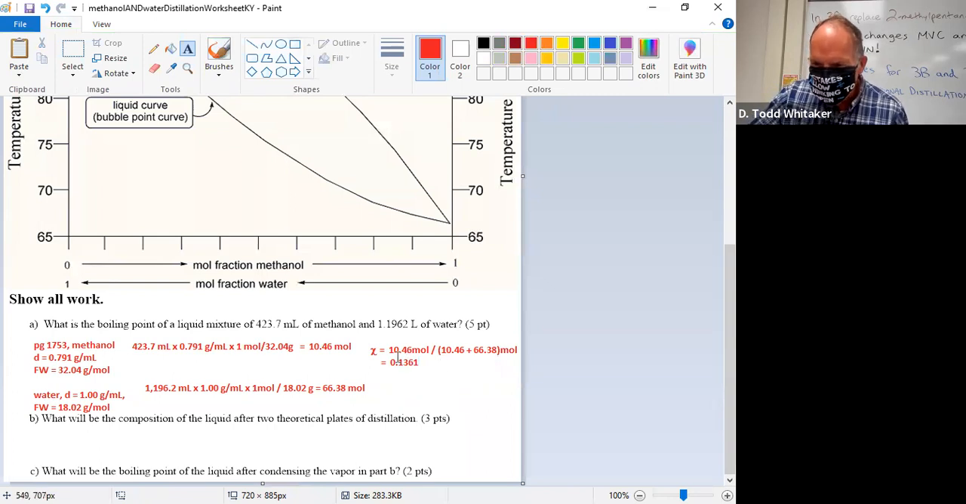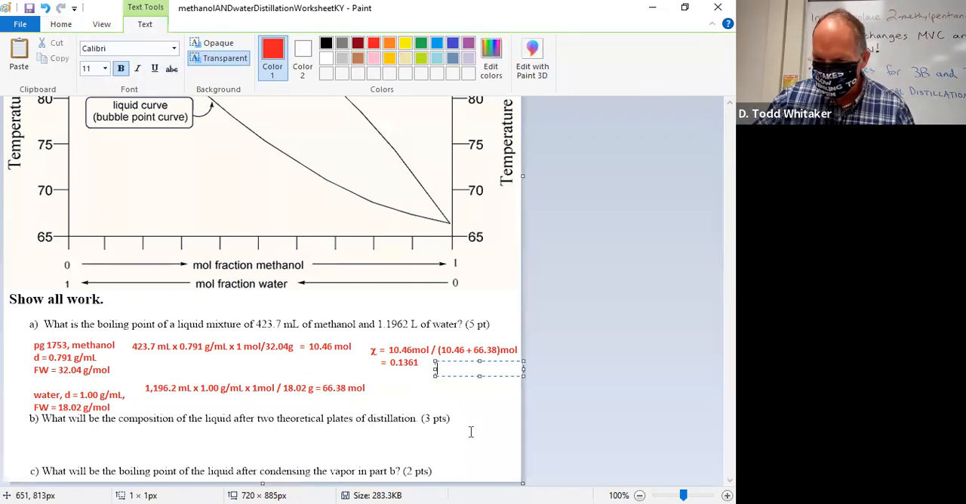And that's for methanol, right? And I think that's all I need. I don't really need the mole fraction of water because I can use either one. Just remember, this is for methanol.